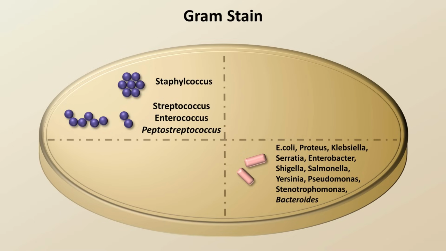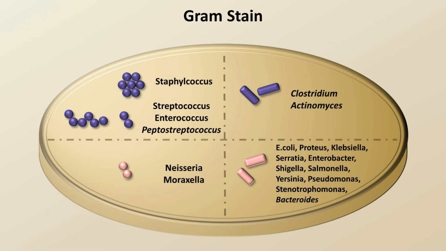These are the 2 largest general categories of bacteria. However, there are also the gram-negative cocci. The 2 important entries here are the genera Neisseria and Moraxella. And finally, clinically relevant gram-positive rods are relatively uncommon, but include Clostridium and Actinomyces.